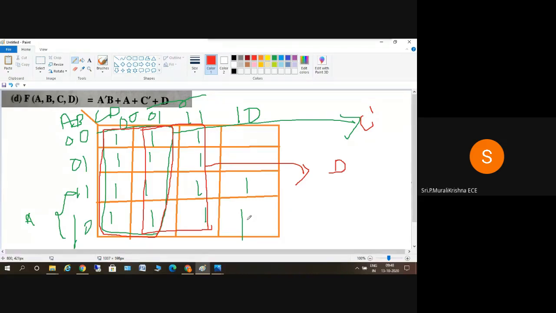Okay. And what is the next octet we can select here? 8, 9, 10, 11, 12, 13, 14, 15. This octet I can select, right? So this one. So this will form A. So A, D, C bar.